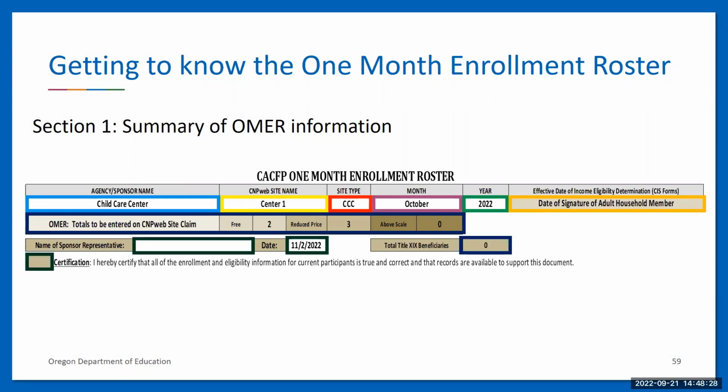Finally, the sections in dark green are completed by the sponsor once both the summary section and the participant section of the OMER have been completed. This section documents the staff that completed the OMER spreadsheet, the date it was completed, and a certification that all of the enrollment and eligibility information for current participants is true and correct, and that records are available to support this document.